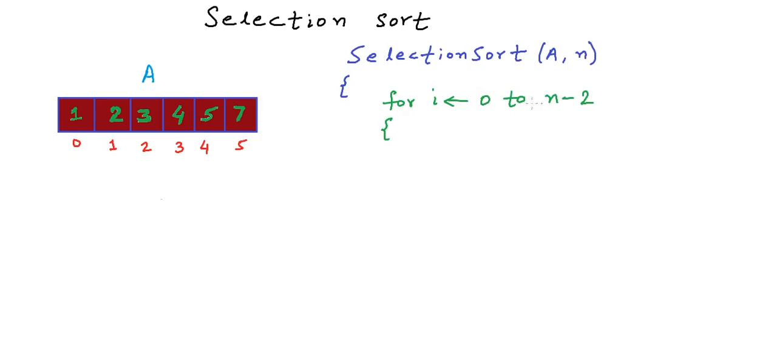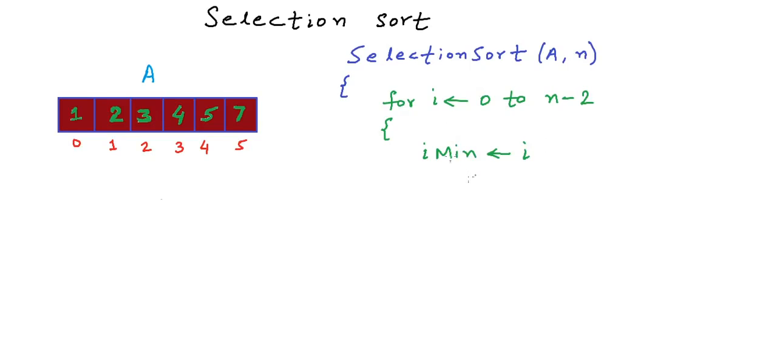In fact, we only need to run this loop till n minus 2, because once we are done with all i's till n minus 2, the element at position n minus 1 will anyway be at the correct position. Now inside this for loop we will have another variable that will store the index of the minimum element. For ith element, to find the minimum we will scan the array from i till n minus 1.